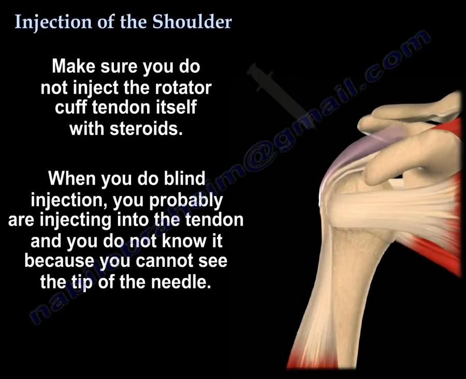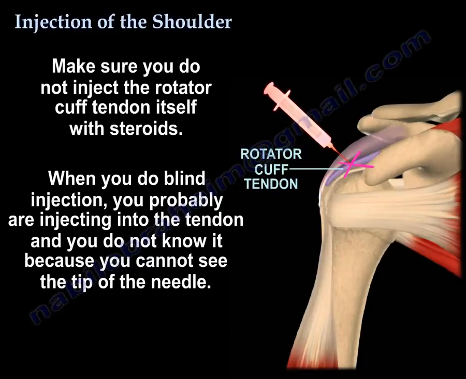Make sure you don't inject the rotator cuff tendon itself with steroids. When you do a blind injection, you're probably injecting the tendon, and you don't know it because you don't see the tip of the needle.